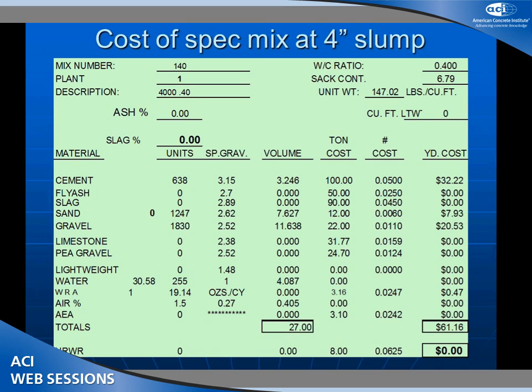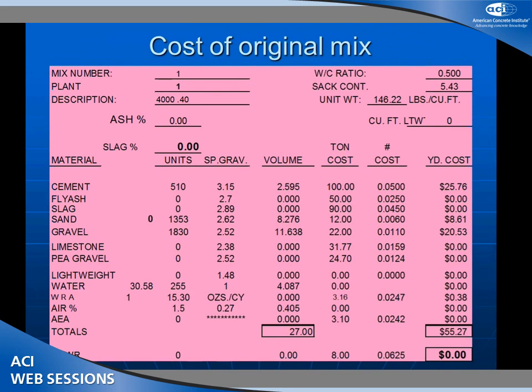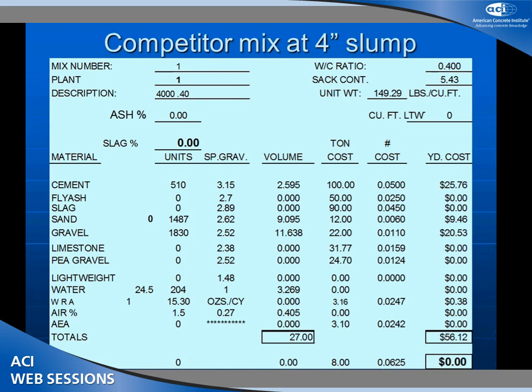So now we've taken our spec mix. This is something that we would want to bid. We're leaving the high range out for the time being. And my material costs, in some round numbers, are about $61 a cubic yard to make that 0.40 straight cement mix. Going back to the original mix design, it's only 4,000 PSI at 28 days. We're looking at $55 a yard. So we've just added $6 a cubic yard to our material costs, and that is the basis for my bid.